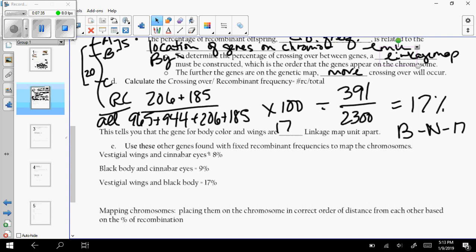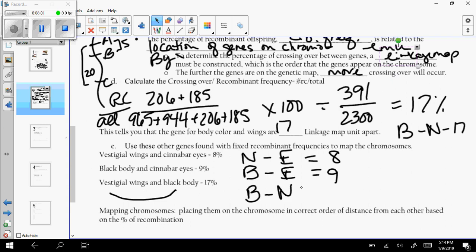Now we use these other genes with fixed recombinant frequencies to map the chromosomes. I know that vestigial, that was my N, and E, the eye color, are 8 apart. Black body, that was my B, and E are 9 apart. And this was the one that I did: B and N are 17 apart.